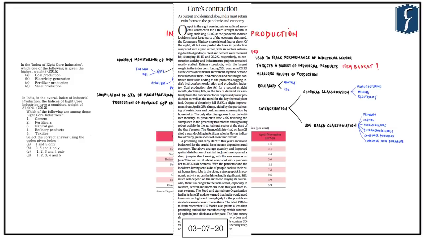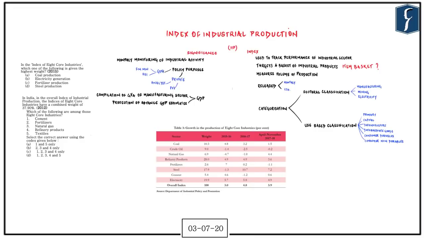Now, the monthly data on the index of industrial production have been released. And as was expected, the output in the 8 core industries has suffered an overall contraction for a third straight month in the month of May. Now, the observations made in this particular article are not that important because, first of all, this data comes on a month-on-month basis, and hence UPSC is not going to ask you about the trends of a particular month. But what UPSC is going to ask, and what it has asked in the past, is about the basics of these indices. And that is what we are going to cover in this particular discussion.